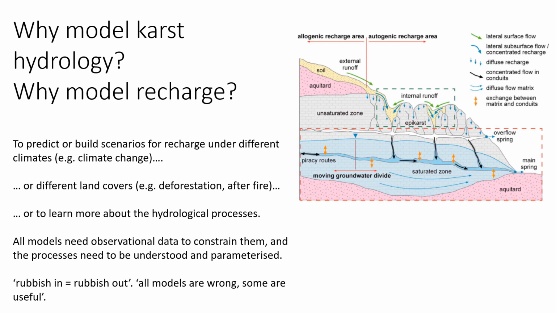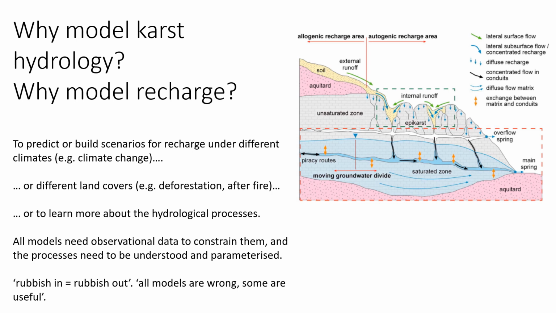we can build scenarios. We can say, what if? What if temperatures get 2 degrees warmer? What if La Niña events become more frequent and we get greater amounts of rainfall? And we get some idea of how the karst system will respond to that.